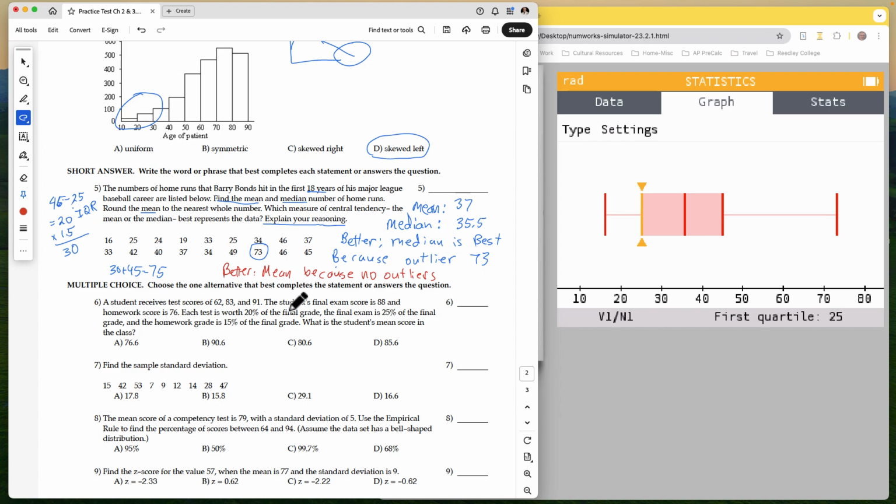It's why you tell me. You can't mix them. Okay, median is best whenever we have an outlier. The mean is better whenever there are no outliers.